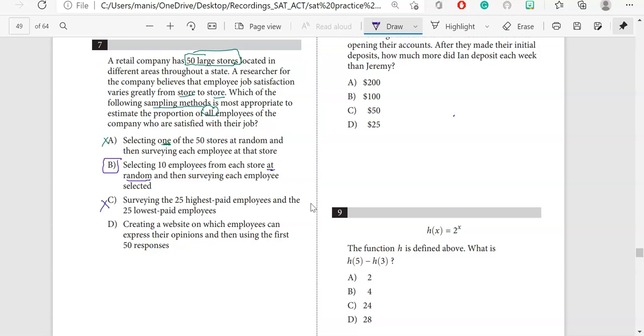Now let's see option D. Creating a website on which employees can represent their opinion and then using the first 50 responses. See, whenever you are using a sampling method, you cannot take the first 50. This means these are the first 50 selected employees. So this is not the right, accurate method. So option B is the correct answer choice for our question 7.